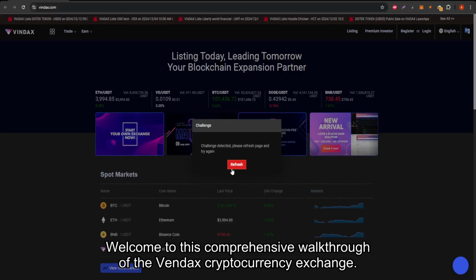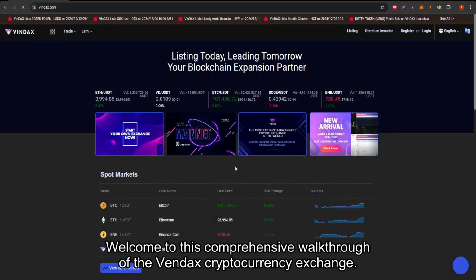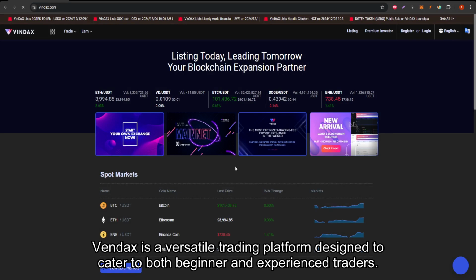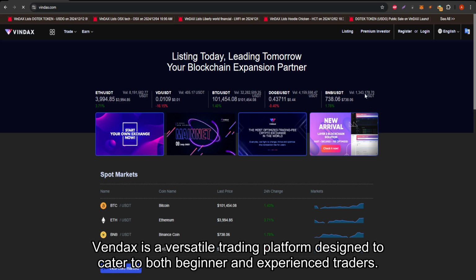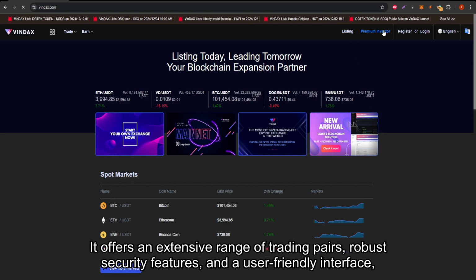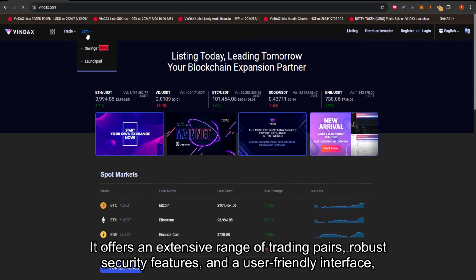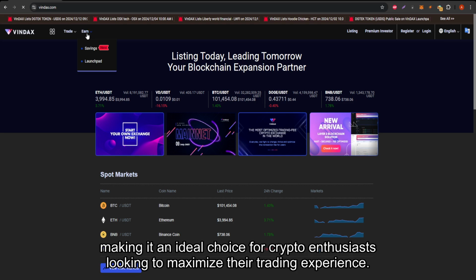Welcome to this comprehensive walkthrough of the Vindax cryptocurrency exchange. Vindax is a versatile trading platform designed to cater to both beginner and experienced traders. It offers an extensive range of trading pairs, robust security features, and a user-friendly interface, making it an ideal choice for crypto enthusiasts looking to maximize their trading experience.